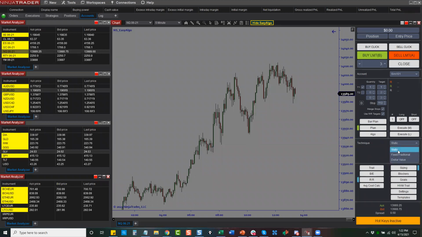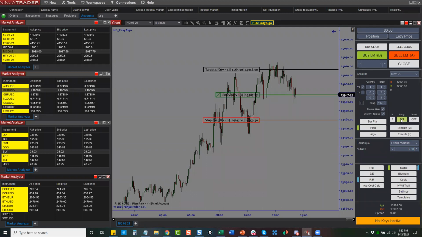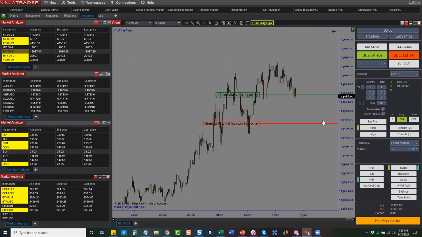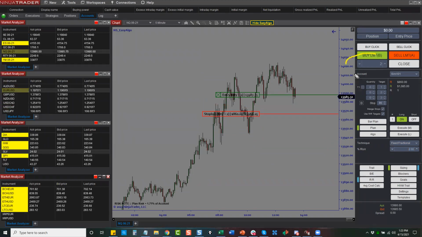I can do static, which means I can change the size no matter what, but that's completely no restrictions. Fixed fractional, if I want to put 2% risk, you're going to see if I put a plan on here and I put 2% risk, that if I adjust this, my position sizing changes up here, but I can't adjust it up here. I cannot change it because it's locked.